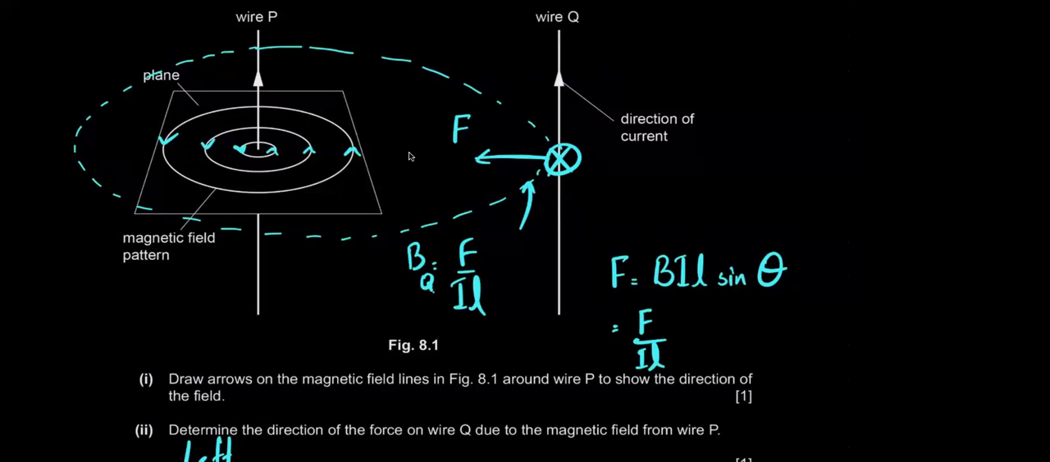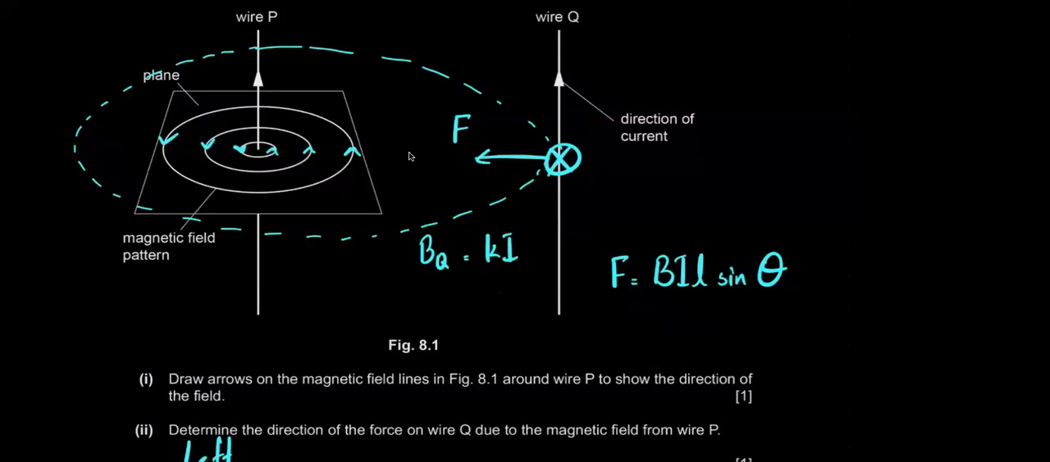Wait, I think I'm making a mistake here. Sorry. So anyways, the magnetic field at Q is going to be something proportional to I.